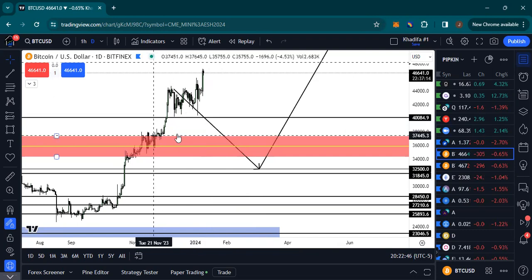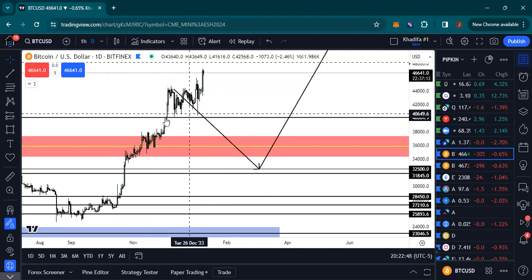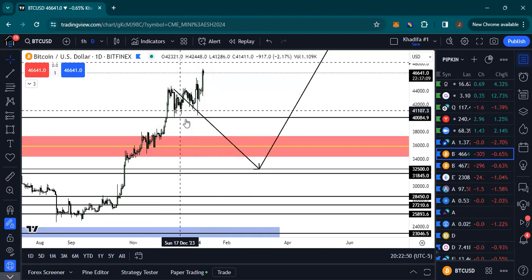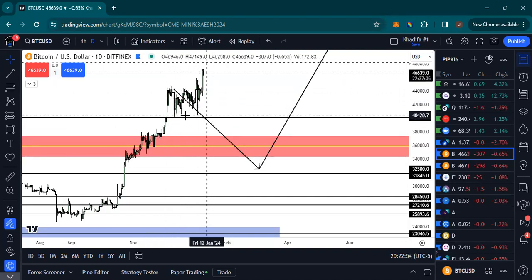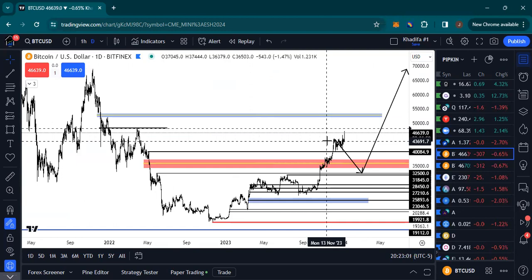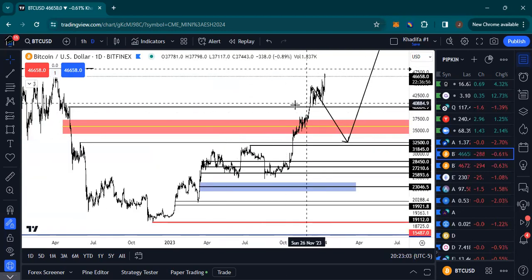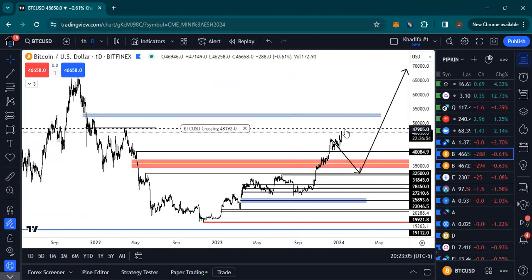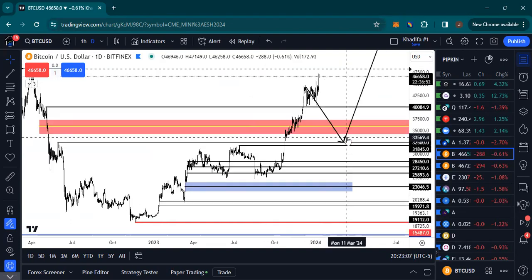Because I did position myself in Bitcoin around the 40,000 level. Once we broke it and pulled back down to it, I bought here. I didn't buy here, bought some more here. So I will be liquidating those positions at 48,000 once we get there.